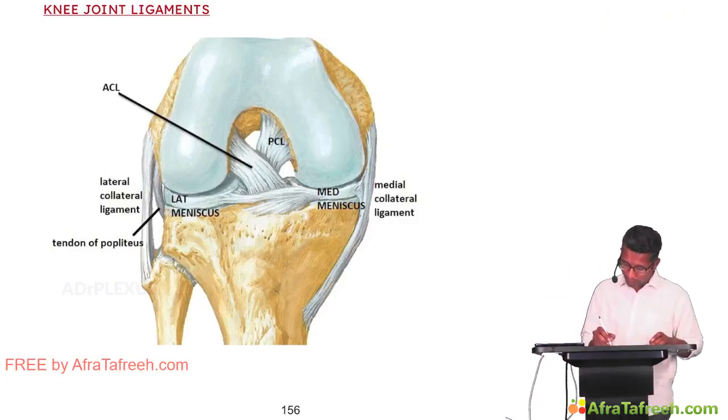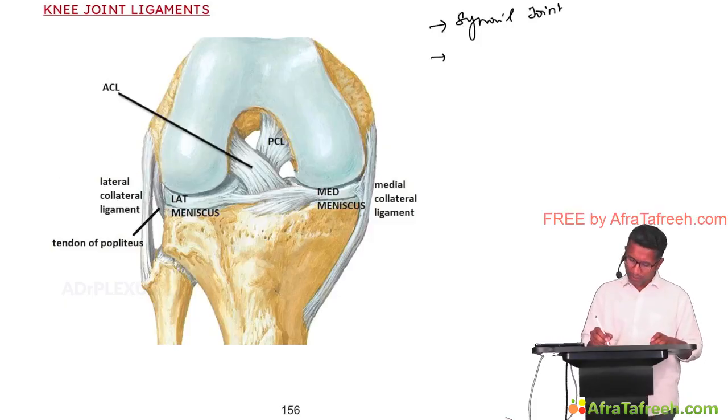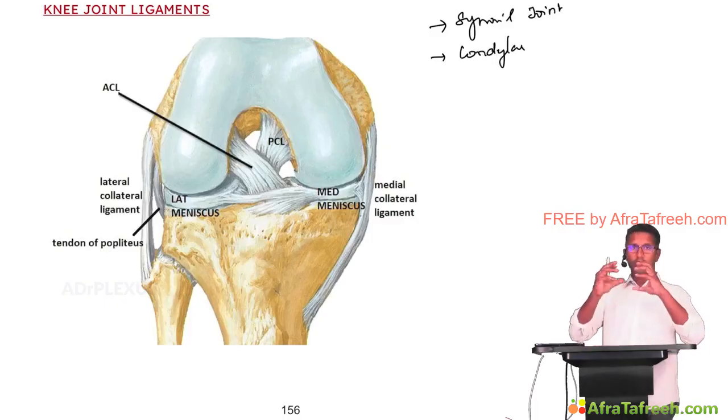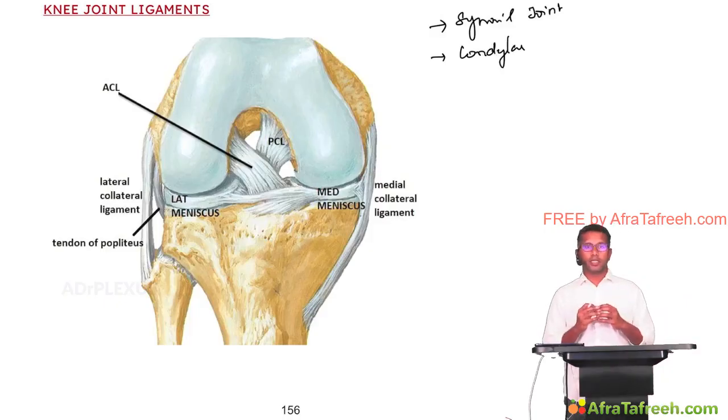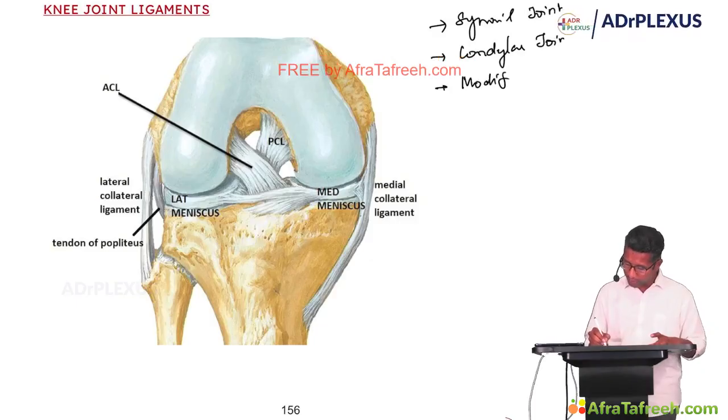See, this joint, what you see here, is a synovial joint. We'll discuss all these varieties. So knee joint is an example for a synovial joint. Knee joint is an example for a condylar joint. Since there are two condyles of the distal femur articulating with the tibia, this is called a condylar joint. This joint is a modified hinge joint. What is this? This is a modified hinge joint.